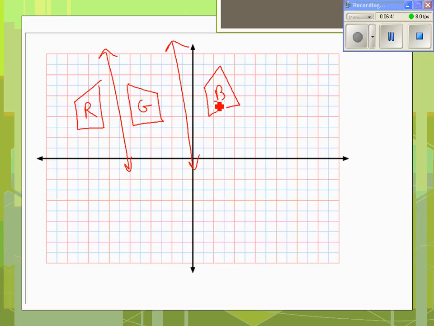Which one did they say? Determine whether the red is a translation of the blue. Yeah, it would work. What did they do? It looks like, what did they do to get from the red to the green?